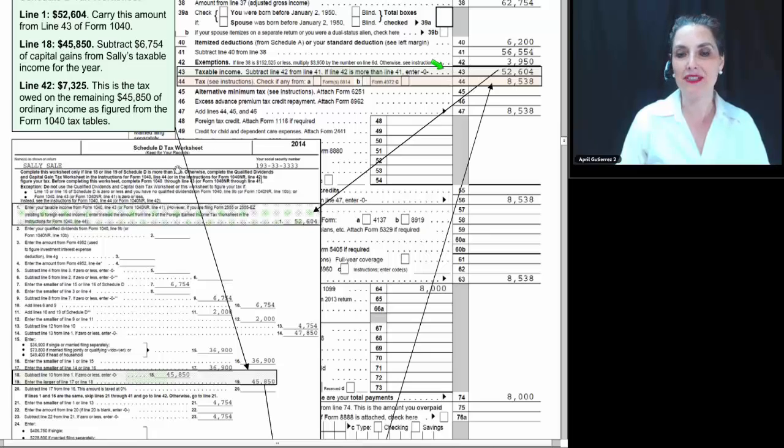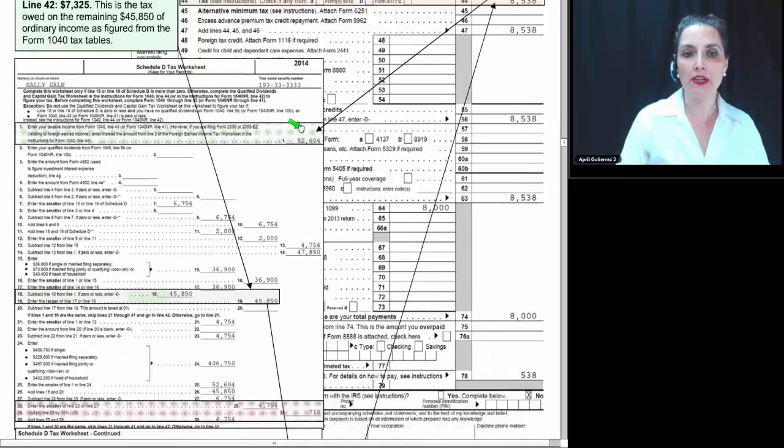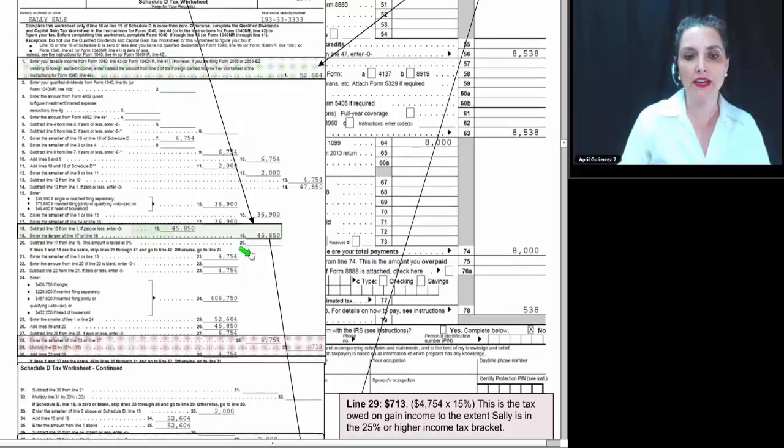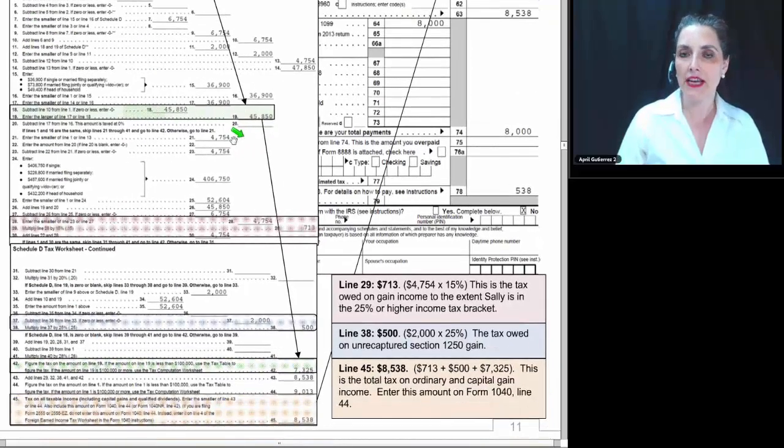So we move over to the Schedule D tax worksheet, and the taxable income becomes the first line on that worksheet. Next, we have to determine what portion of this income is capital gain income. And the portion that's capital gain income gets subtracted out. So once we've reduced $52,000 by the $6,700, we end up with $45,850. $48,850 is subjected to ordinary income tax rates, and she goes to the tax tables and determines that the tax she owes on $48,850 is $7,325.